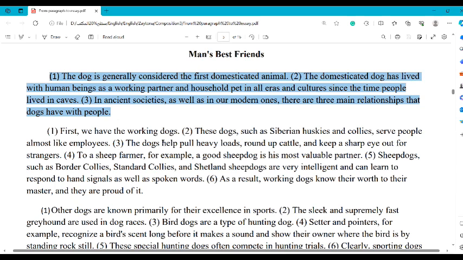Domesticated, not demonstrated. Domesticated means, you know, the pet, P-E-T. The animal that you can raise at home or have at home. Domesticated animal, like a household animal. You can have it at your home.